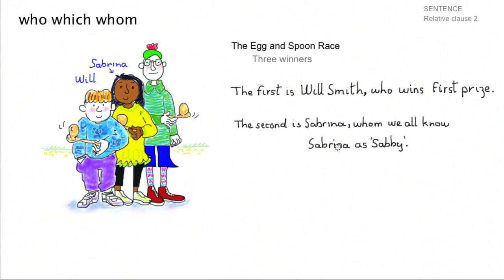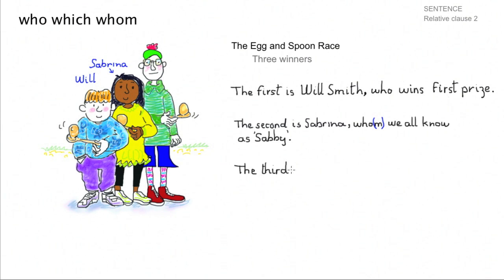So I can grab the as Sabby. I just rub out the Sabrina. We don't need that anymore. And then I'll grab my little grabber and put a box around Sabby and move it along the front there. And there it is. The second is Sabrina, whom we all know as Sabby. Now notice it says whom. And in writing you should probably use the M, but I'll put the M in brackets there because the fact is that in speech we often don't use it. Right, let's move on to the next one.